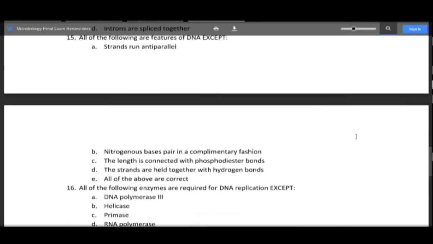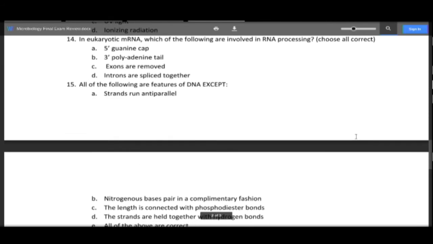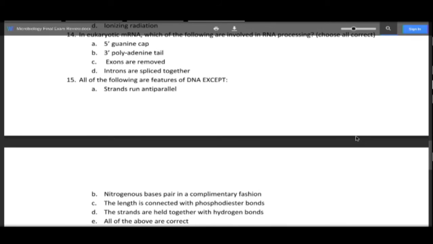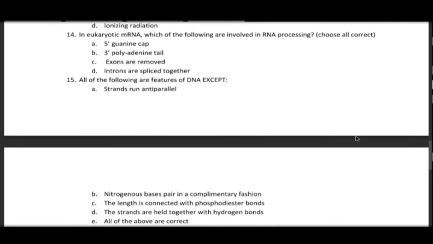Then we have 15. 15 says, all of the following are features of DNA except. So this is another exception. She likes exceptions, apparently. So we have to watch ourselves when we pick these answers. We're looking for the exceptions, so something that's not right or false. So let's look through these answers.